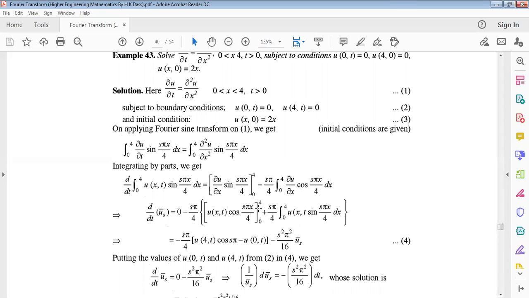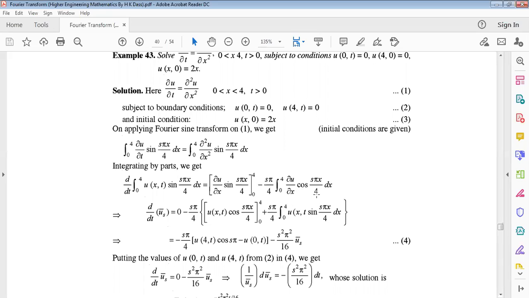Now u into the differentiation of b, plus minus u differentiation. What is the differentiation of cos? Minus sign, dividing with the coefficient of x, which is s pi by 4. This is why we divide by the coefficient of this. Now this whole integration.